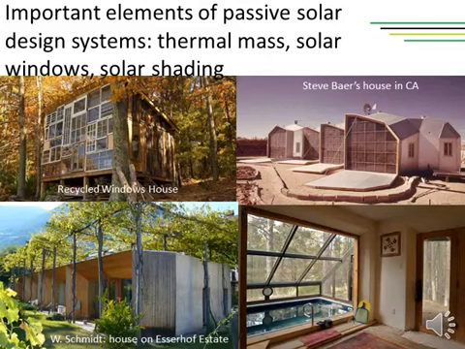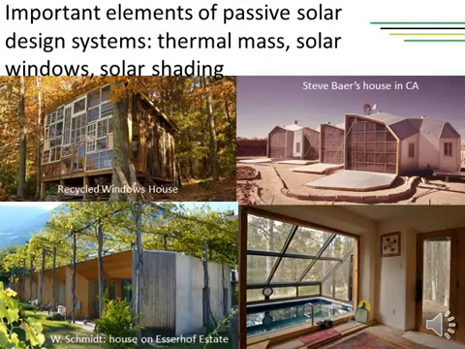Important elements of passive solar design systems are thermal mass. This can be any kind of masonry work like brick or stone, concrete, but also some other materials like rammed earth, adobe wall, or even water. We can see the picture of this on the slides on the right side.